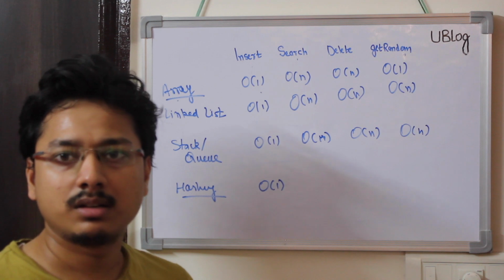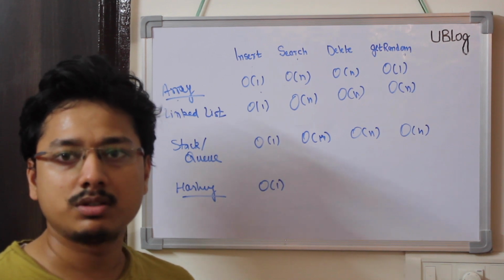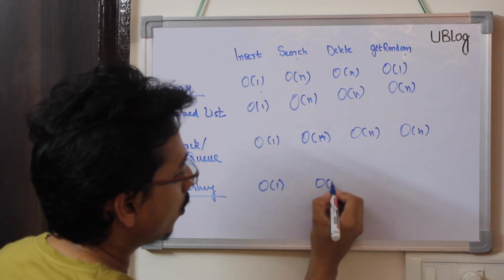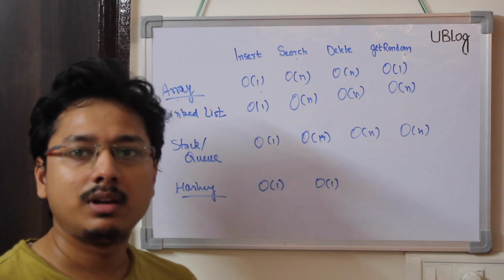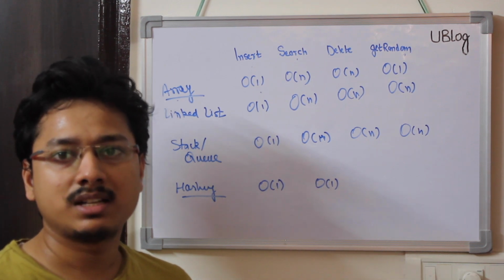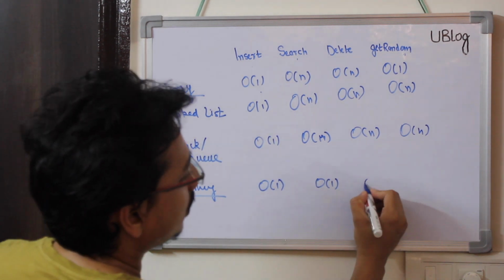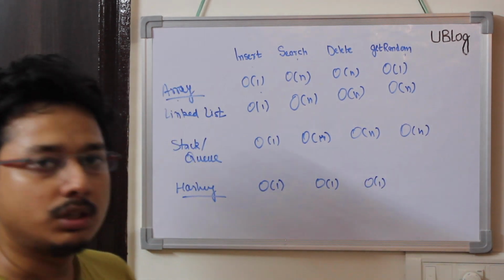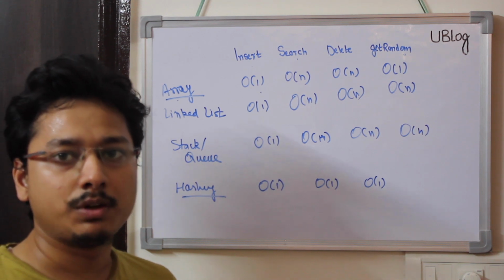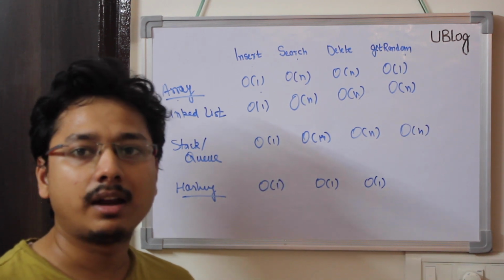What about search? I can search for any element in a hash map in constant time. So my search is also O(1). What about delete? Similarly, delete is also O(1) because I can search for it and I can remove it from the hash map in constant time. So I am getting the first three operations in constant time. So hashing looks promising to solve our use case. Let's see what about get random.